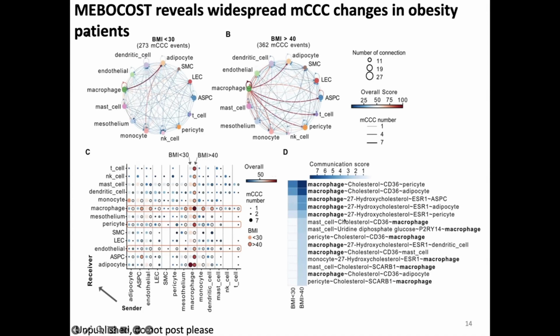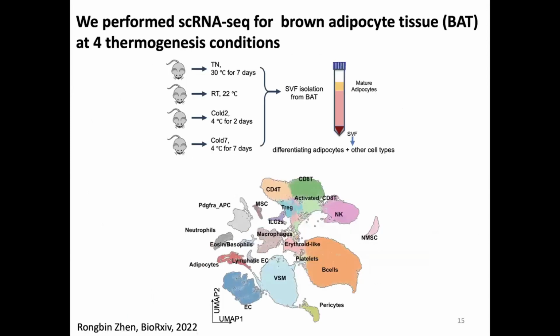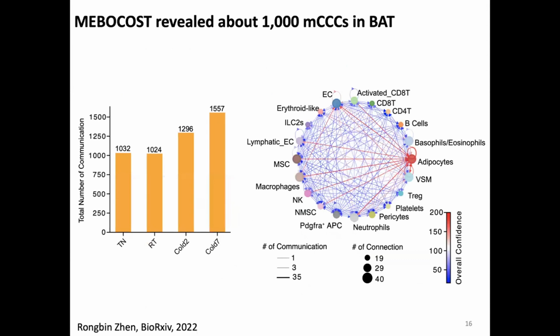Interestingly, we found that macrophages appear to be a major cell type that shows significant change of the communication between the obesity groups. Then we applied the algorithm to the brown adipose tissue single-cell data sets generated by our collaborator, Dr. Yuhua Zhen's lab, and identified about 20 different cell types. What's interesting is that we found the number of communications mediated by metabolites seems to increase gradually in response to the cold treatment.